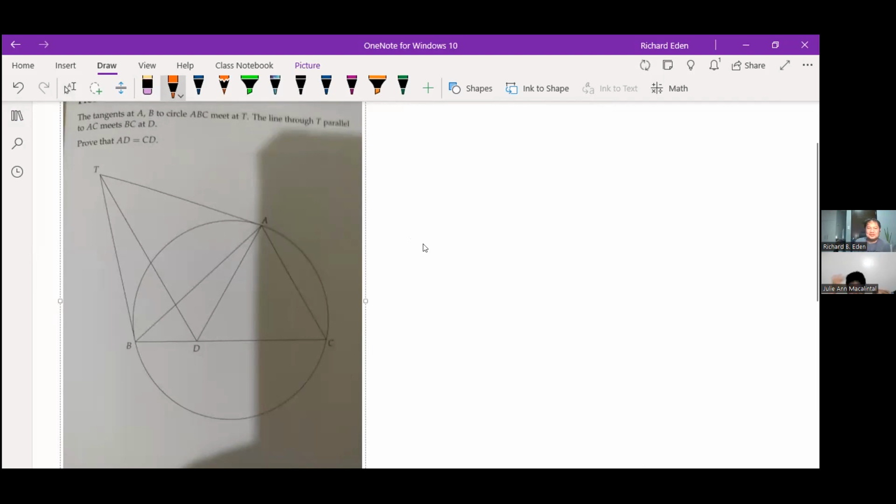I'm gonna try to... there's a cyclic quadrilateral there. Just a clue. Okay, no clue. But later, if you can't figure it out, like this. Prove that AD is equal to CD.